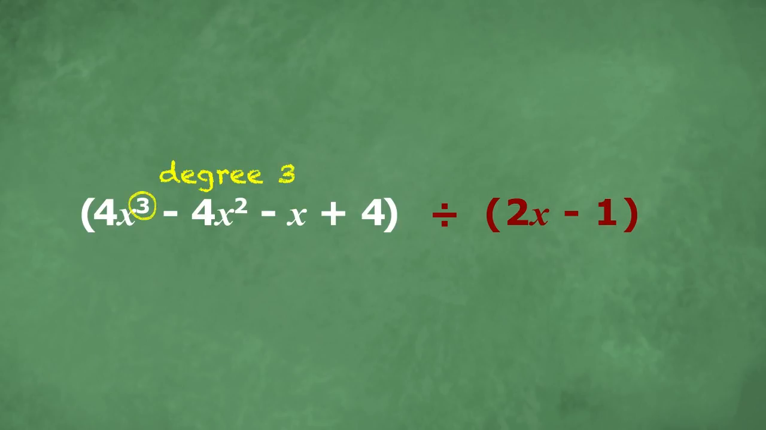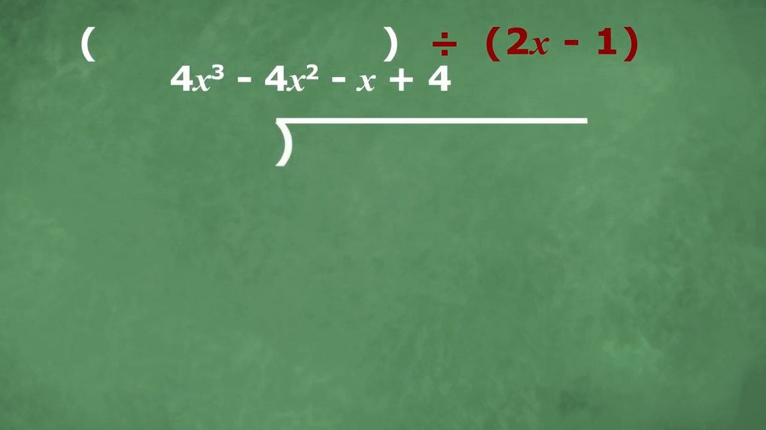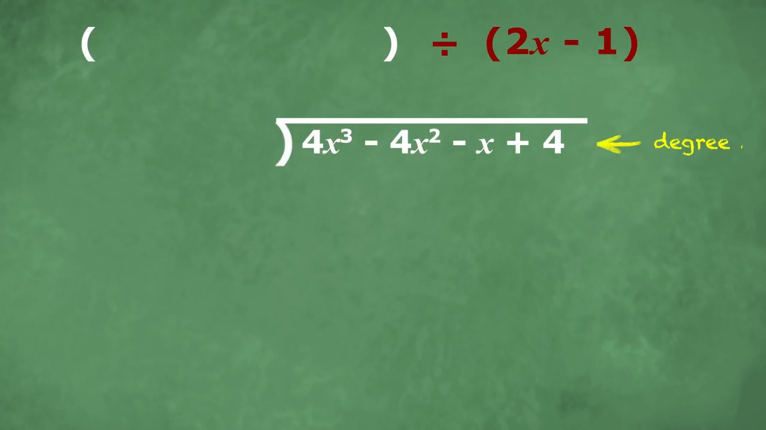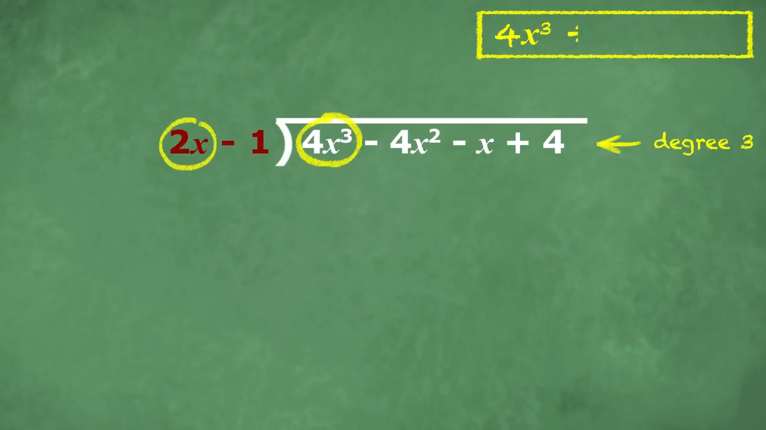Here is a degree 3 polynomial divided by a degree 1 polynomial. We can use long division to find the quotient and remainder. We place the dividend inside the long division sign. Next, we put the divisor 2x minus 1 outside the long division sign. Look at 4x cubed and the x term in the divisor. We divide 4x cubed by 2x and write the answer 2x squared in the quotient.